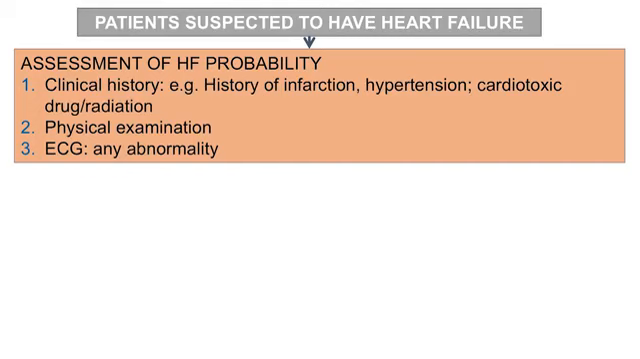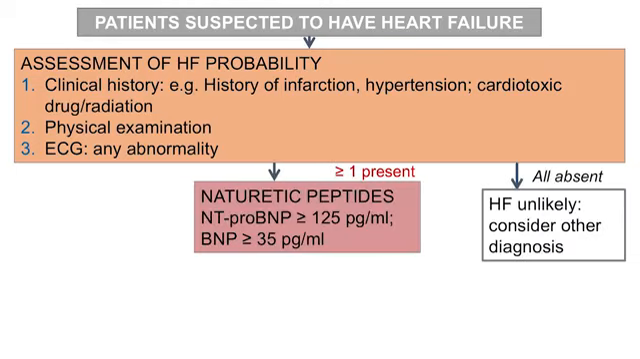So if we have such a patient reporting symptoms, or we see signs in the physical examination, we should dig a little bit deeper and assess the probability of having heart failure. So we will ask the patient whether he has a clinical history of, for example, myocardial infarction, hypertension, or may have had cardiotoxic drug intake in the past, or radiation, which all increase the probability. And a doctor will also perform an ECG. In case all the things are normal, then heart failure is really unlikely, and we have to consider other diagnoses.